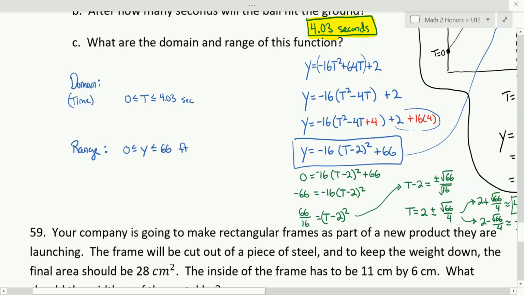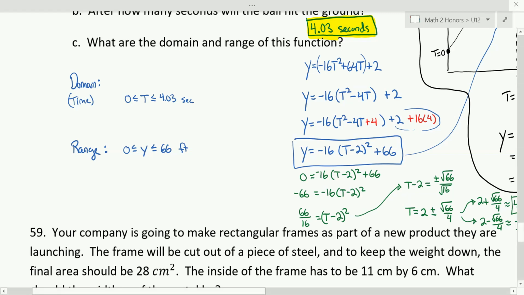So very different than what we did out of context. When you have word problems, you're going to have to think a little bit more about the domain and the range. Okay. Any questions on this one?